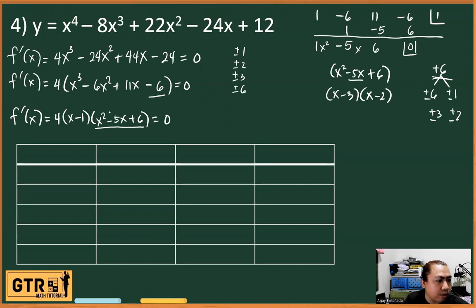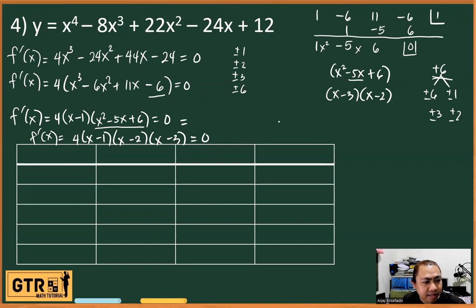So therefore, the factored form is equal to, dito natin isulat, f prime of x equals 4 times x minus 1 times x minus 2, i-arrange na natin, x minus 3 equals 0. Okay? So therefore, the critical numbers are, just equate each factor to 0.